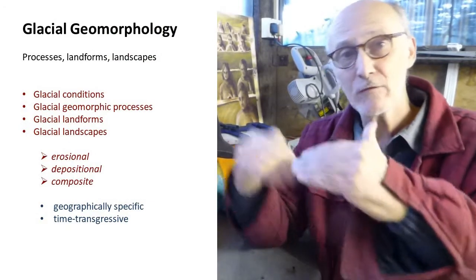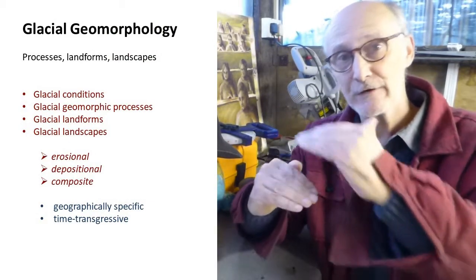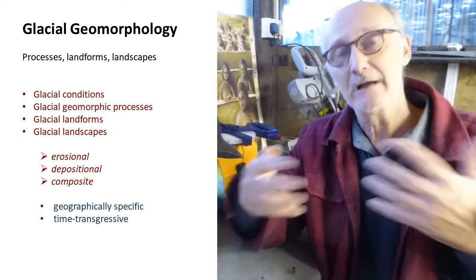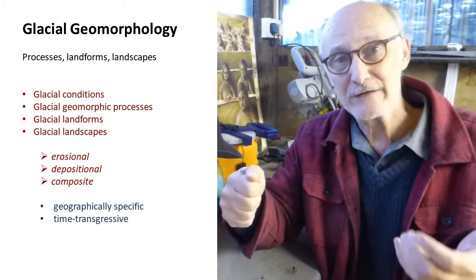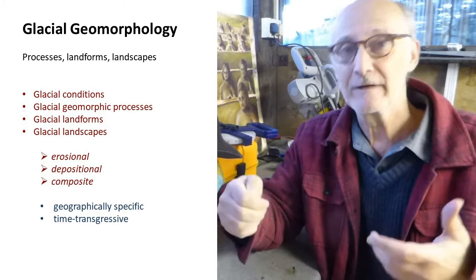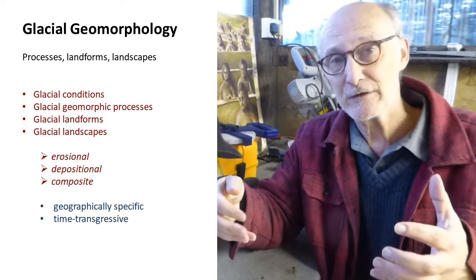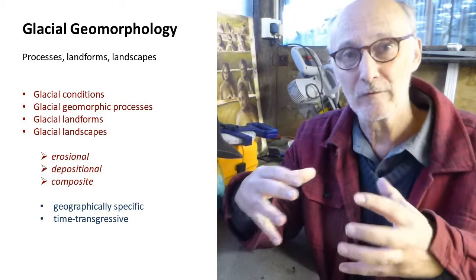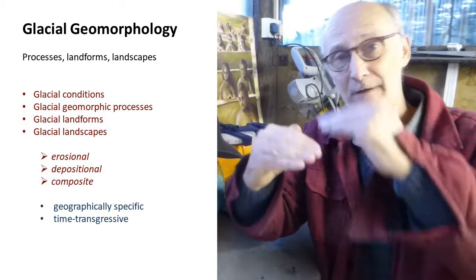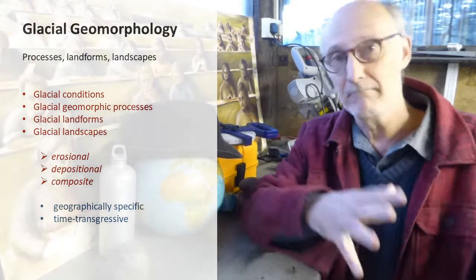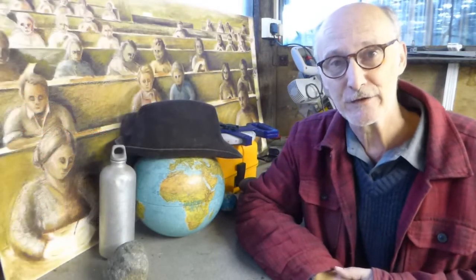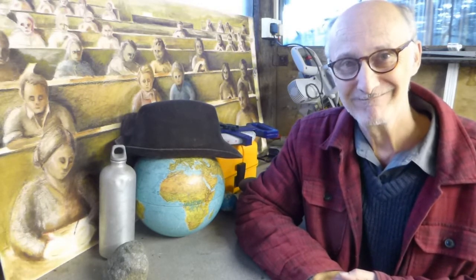So we build up sequences over time of histories of different process environments, and those different process environments are each associated with different types of erosional or depositional or composite landform and landscape types. So we build up a history of landscape evolution mirroring the history of glacier changes. So there are lots of interesting and complex things to think about when we're talking about glacial geomorphology, glacial landforms and landscapes, and that's what we're going to be talking about over the next few sessions of this module.